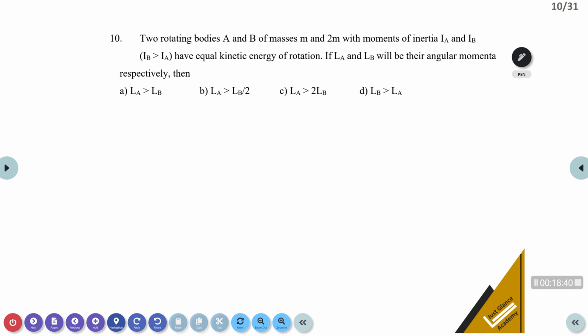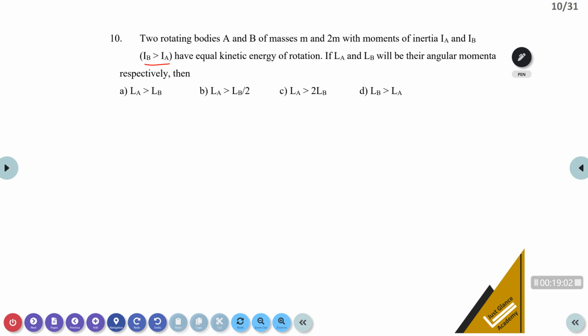Two rotating bodies A and B of masses m and 2m with moment of inertia Ia and Ib. Two bodies are there, moment of inertia Ia and Ib, and Ib is greater than Ia. Given that, they have equal kinetic energy of rotation if LA and LB are equal to what?